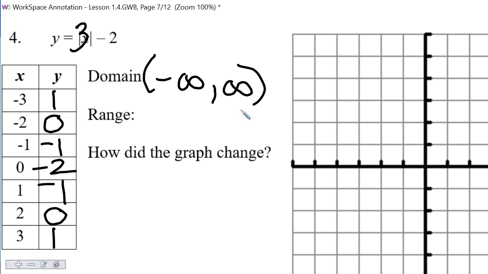So -3 goes up to 1. -2 stays at 0. -1, -1. 0, -2. 1, -1. 2 zeros. And 3 1s. And if you did the math correctly, and if you plotted the points correctly, it should have made a V shape. So make your V, and put arrows showing it keeps going up.